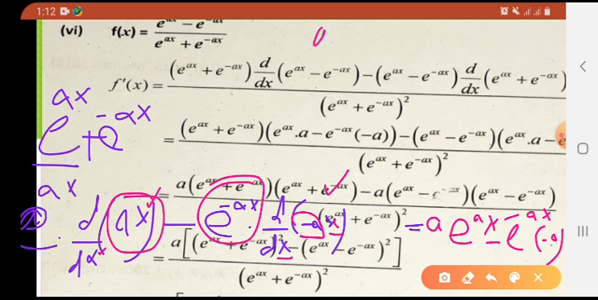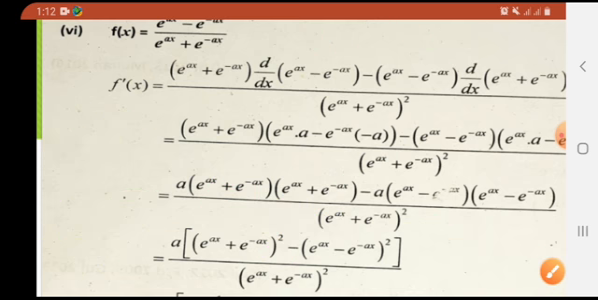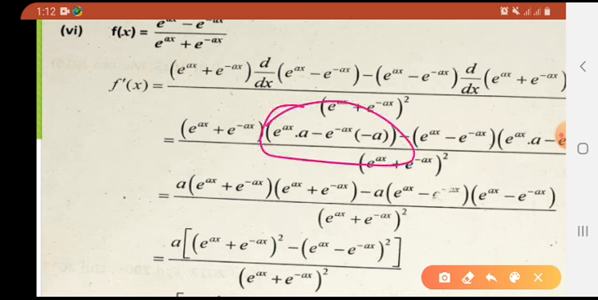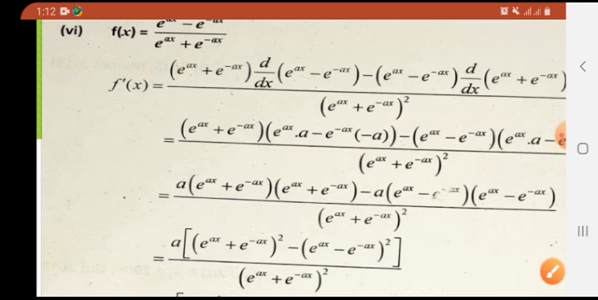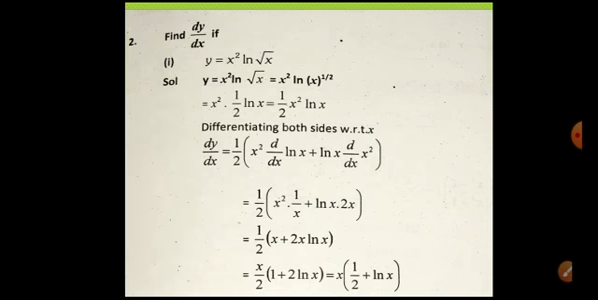So it would be a e raised to the power ax, minus and minus would become plus e raised to the power minus ax, and here a. So you will be taking a common. It would be e raised to the power ax plus e raised to the power minus ax. So very simple. In the same way, see the derivative taken here, okay. So this is simple. You can do it yourselves. All the steps are being clarified over here. Okay, now question number 2.